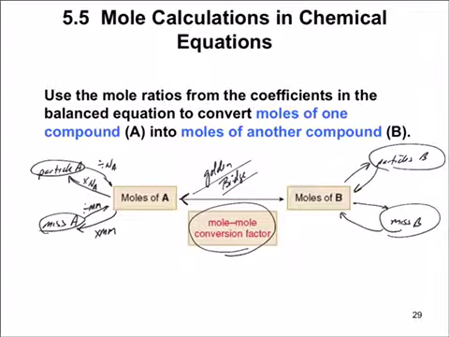To go from moles of B to particles of B, I would multiply by Avogadro's number. The reverse would be to divide by Avogadro's number. To go from moles of B to mass of B, I'd multiply by the molar mass. And the reverse would be to divide by the molar mass. So now I've got a complete map that I can use to go from one thing to another thing based on a balanced chemical equation.